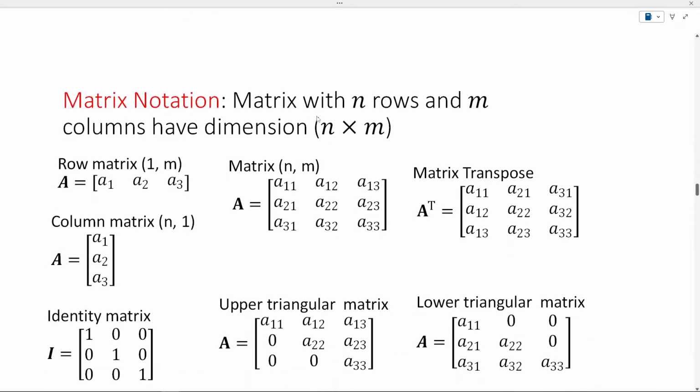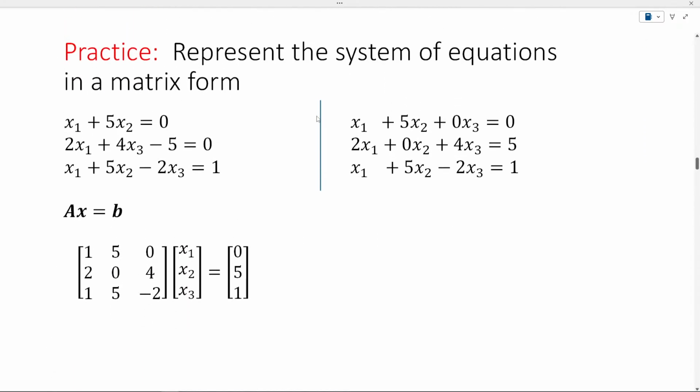Now, we were able to present, for example, this system of equations in this matrix form. So here are my parameters. For x1 I have 1, for x2 I have 5, for x3 I have 0 of them. My right hand side here is 0. Here for x1 I have 2, for x2 I have 0, for x3 I have 4, and so on and so forth. And here I have three variables, x1, x2, and x3. So I was able to present this system in this form.